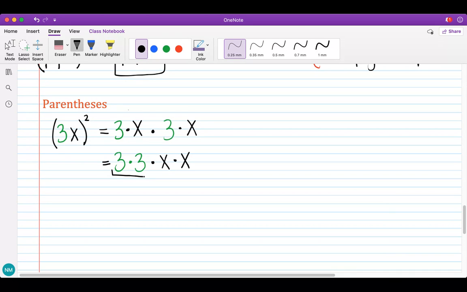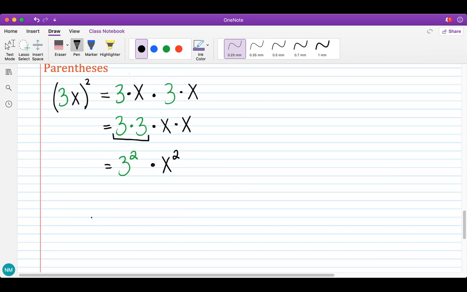What is 3 times 3 the same thing as saying? Well, 3 times 3 is the same thing as saying 3 to what power? Squared. And then x times x is the same thing as saying x squared. So what we've gotten out of this is that 3x squared is the same thing as saying 3 squared, x squared. So it's kind of like I distributed that 2 to both of these terms.